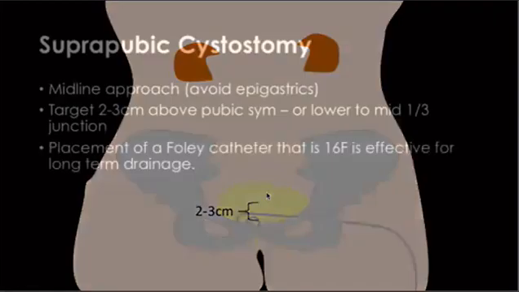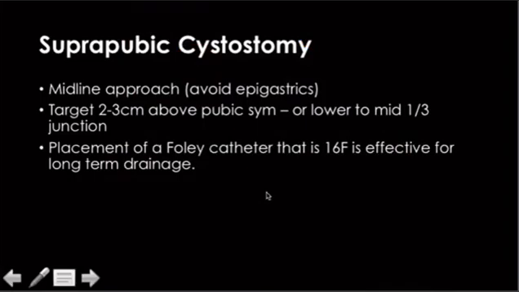and then place the tube. So just a summary here: midline, avoid the epigastrics, 2 to 3 centimeters above the pubic symphysis, or lower to mid 1/3 junction. Placement of a Foley catheter that is at least 16 French is typically what you're going to need for long-term drainage to avoid it from getting clogged over and over and over again.